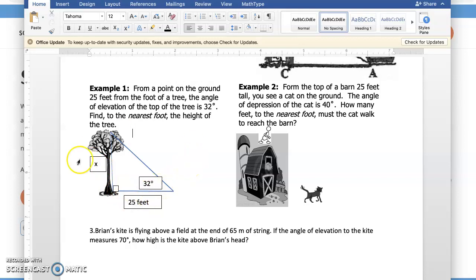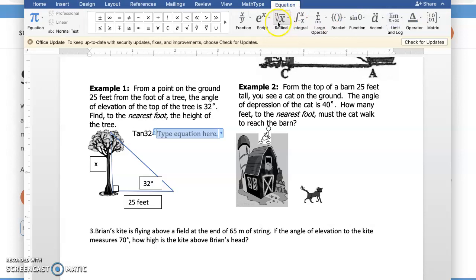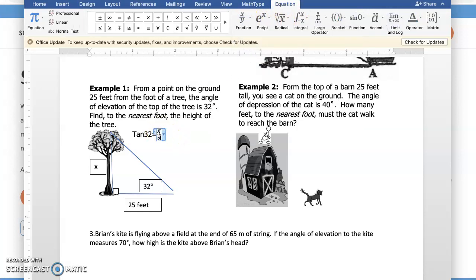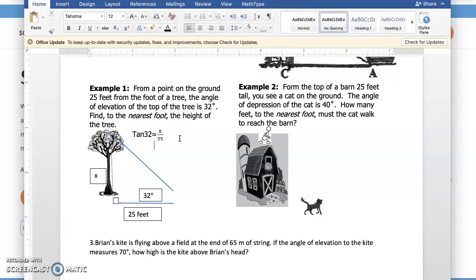So what you would do to solve for X is type in the tangent of 32 degrees is equal to the opposite, which is X, over the hypotenuse, which is 25. And then when you go to the calculator to solve, the work that I want to see will look like 25 times the tangent of 32 is equal to x.